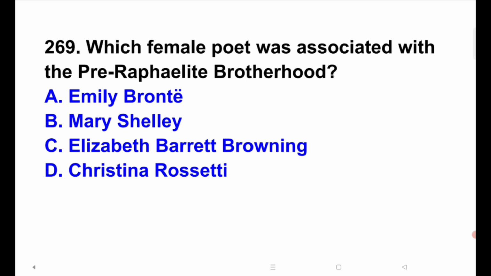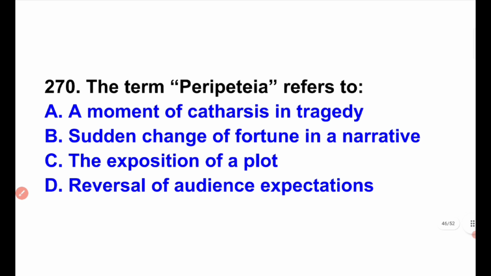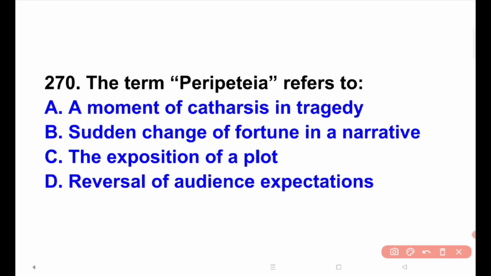Peripeteia. The term peripeteia refers to option B, sudden change of fortune in a narrative. Sudden change of fortune in a play or story. Example, the downfall of Shylock in The Merchant of Venice. A classical Greek tragedy term meaning reversal of circumstances. Catharsis is emotional release, exposition is plot introduction, reversal of audience expectations is related but not precise.